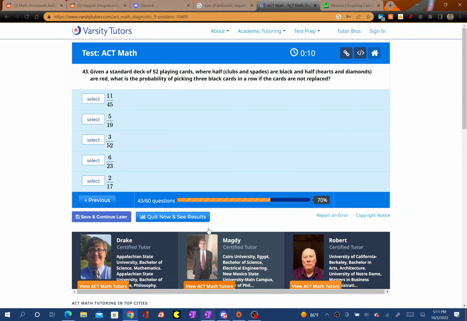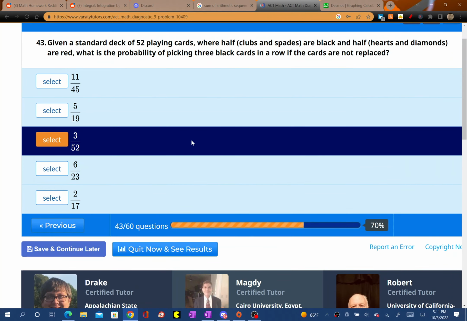interest. Okay, so this next one says that given a standard deck of 52 playing cards where half, clubs and spades, are black and half, hearts and diamonds, are red, what is the probability of picking 3 black cards in a row if the cards are not replaced?